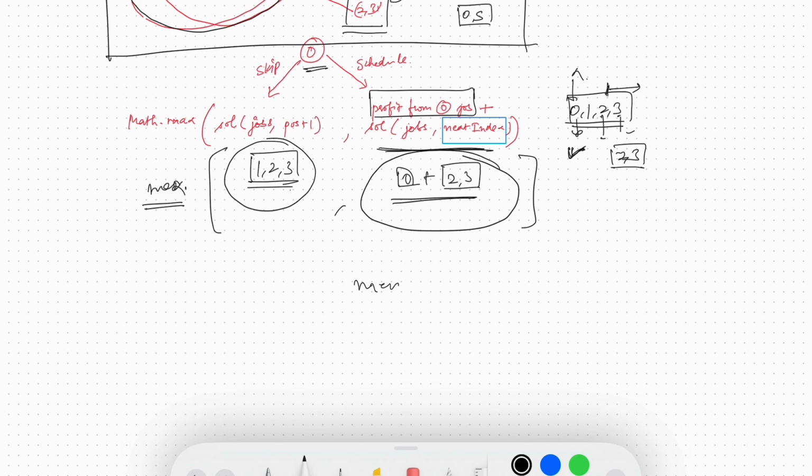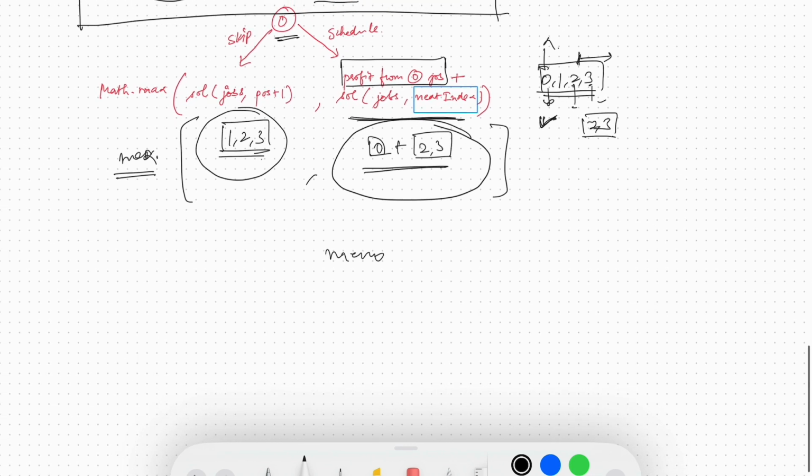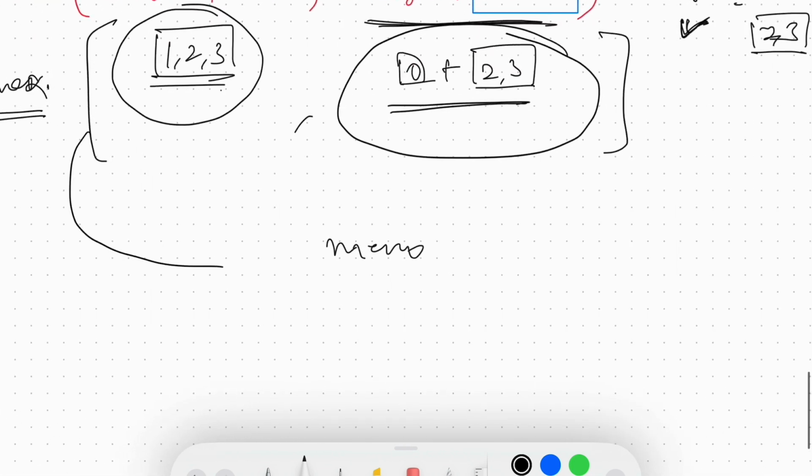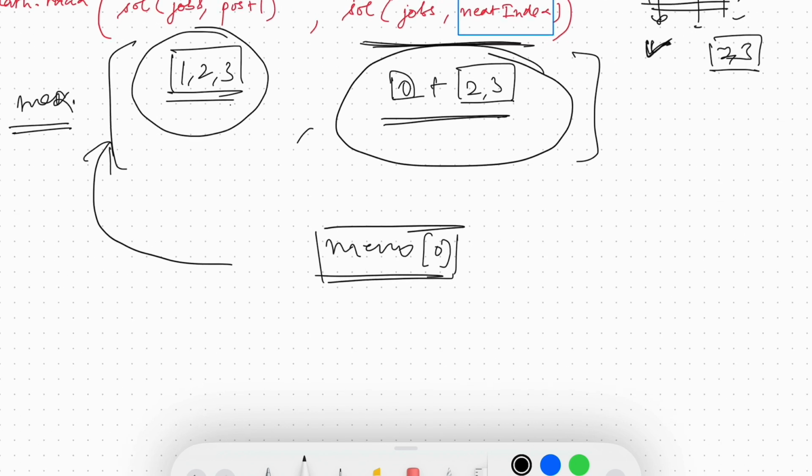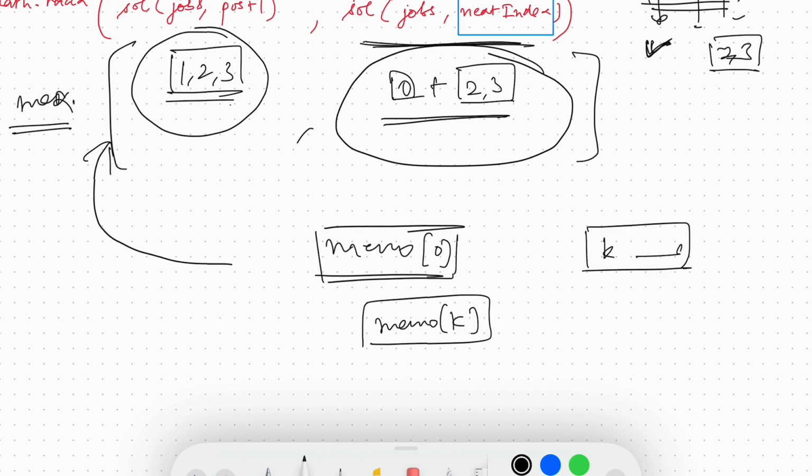At every index, what we can do is memorize this result against the position. Let's say in this case, this is the result of mem of 0. So at any recursive call, we can store the result in memorization of k. That's starting from k till end jobs, what is the answer?